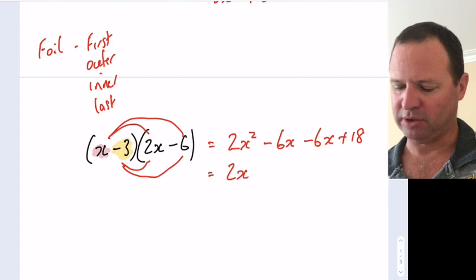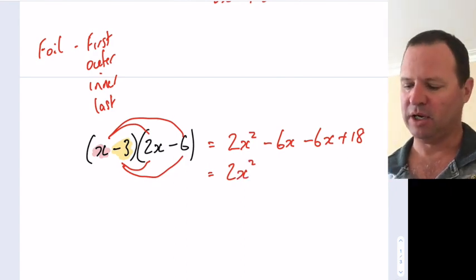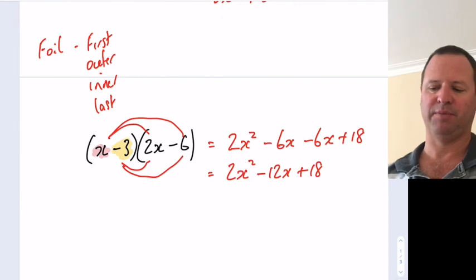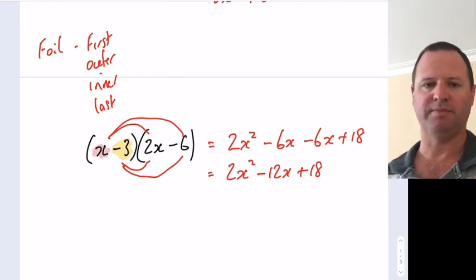So I'm going to look for like terms. There's no other x squareds there. I've got negative 6 and another negative 6, and I've got negative 12x plus 18, all right? And then I'm finished, all right?